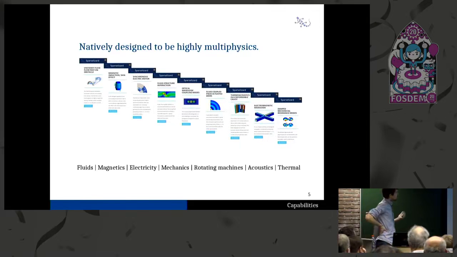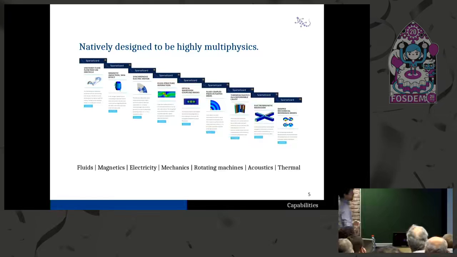So you have fluids, magnetics, electricity, mechanics, rotating machines, acoustics, thermal, simulation. They all have a demonstrated example online, and I'm not hiding anything. You can just click on this button and you will see the example, and it will always fit in 10, 20, or at most 50 lines of code, which are actually extremely readable.